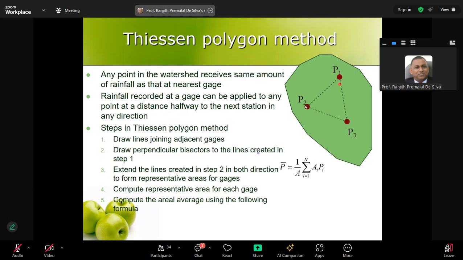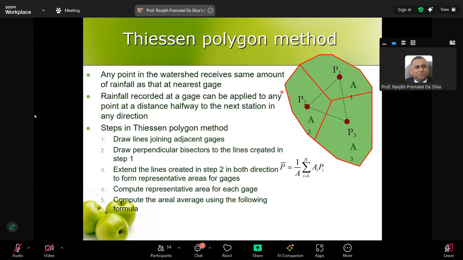So bi represents 2. So you divide each line into 2 equal parts. All 3 lines are divided by having bisectors. When you extend these bisectors, you have the areas identified by the bisectors. So you have an area for station P2. The area is from here. This is a straight line. Here is the boundary, then a straight line joining this. So that is the area.